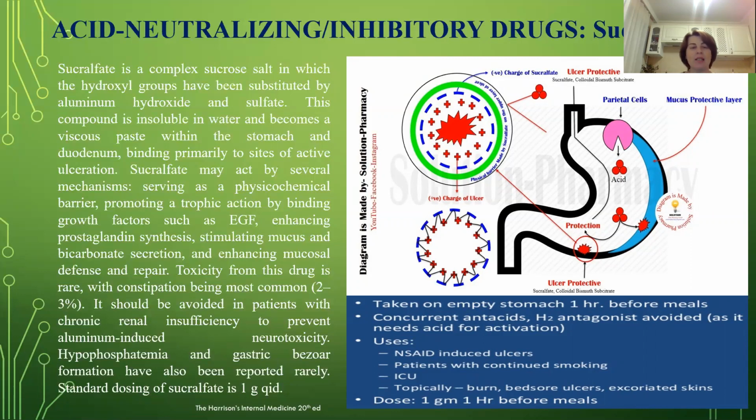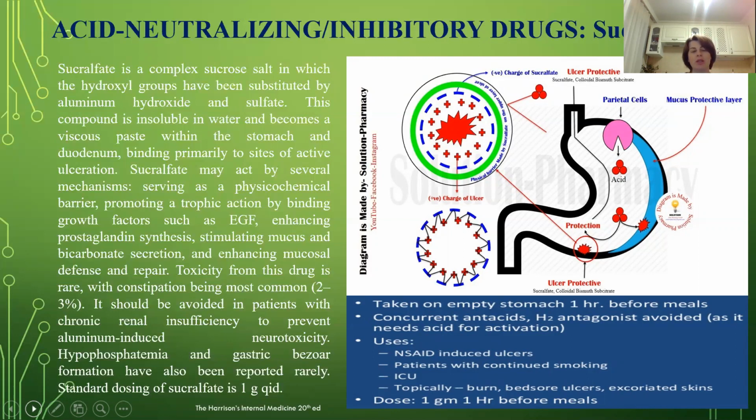Sucralfate may act by several mechanisms, serving as a physicochemical barrier, promoting the trophic action by binding of the growth factors, enhancing prostaglandin synthesis, stimulating mucus and bicarbonate secretion, and enhancing mucosal defense and repair. Toxicity from this drug is rare, and constipation is the most common side effect. It should be avoided in patients with chronic renal insufficiency to prevent aluminum-induced neurotoxicity.